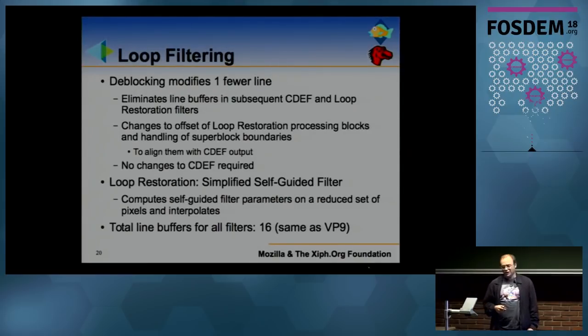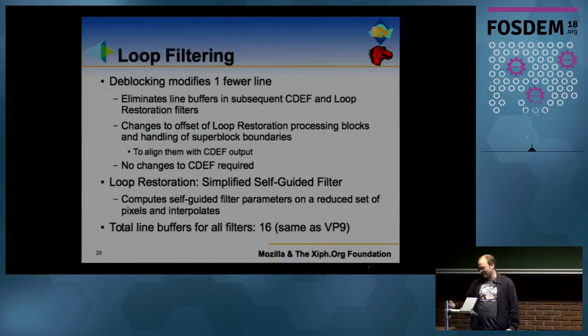All right. There are a bunch of changes to loop filtering. So we made deblocking modify one fewer line. And why is that important? What it helps us do is eliminate some of the line buffers in CDEF and loop restoration, the two new loop filters that we added. So we also changed the offset of the loop restoration processing blocks and how the super block boundaries are handled to align them with CDEF output. We didn't have to change CDEF at all because, of course, CDEF is perfect. CDEF is a Mozilla tool, if you were wondering.